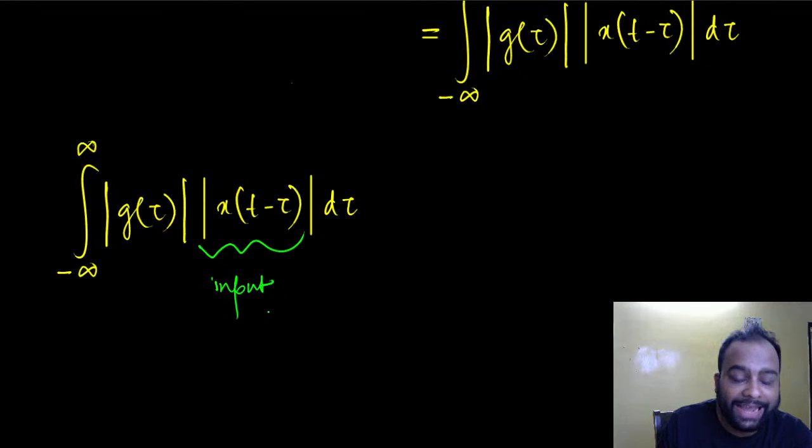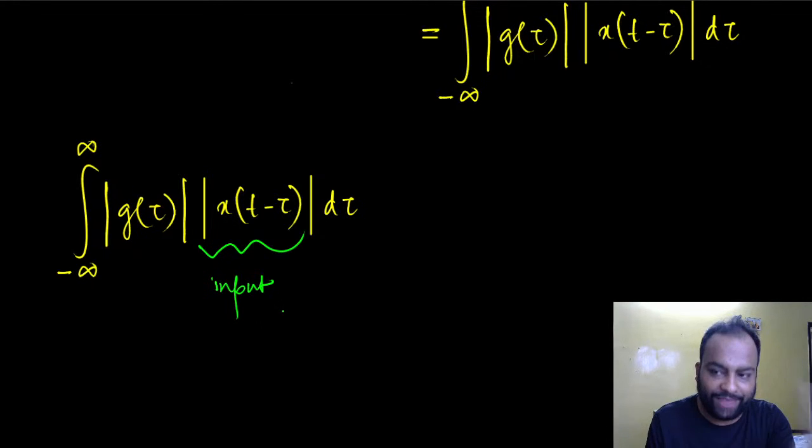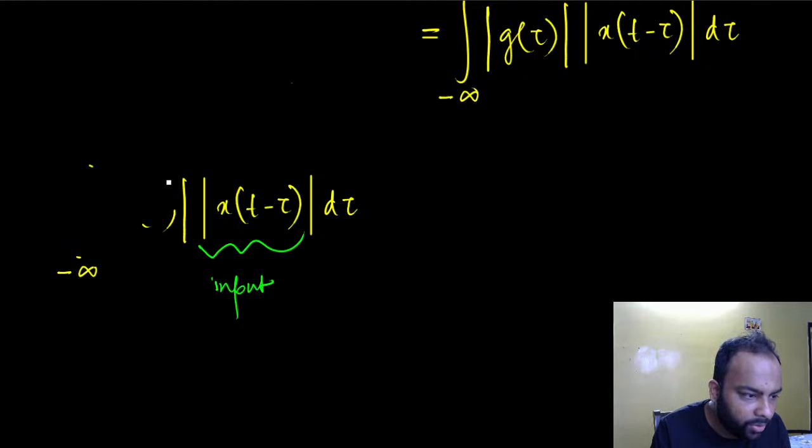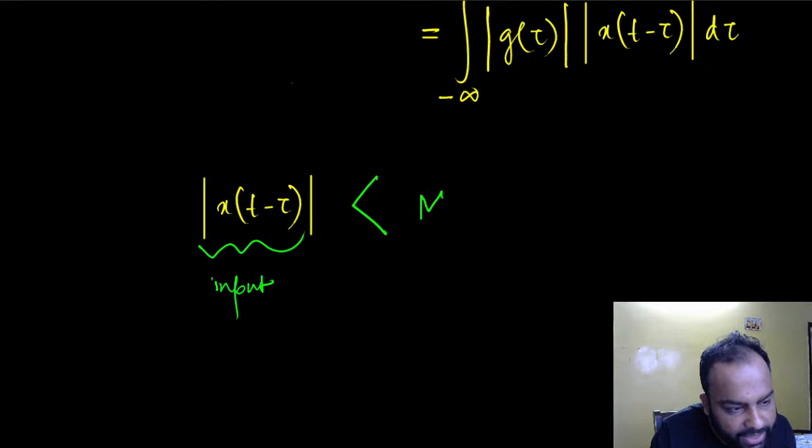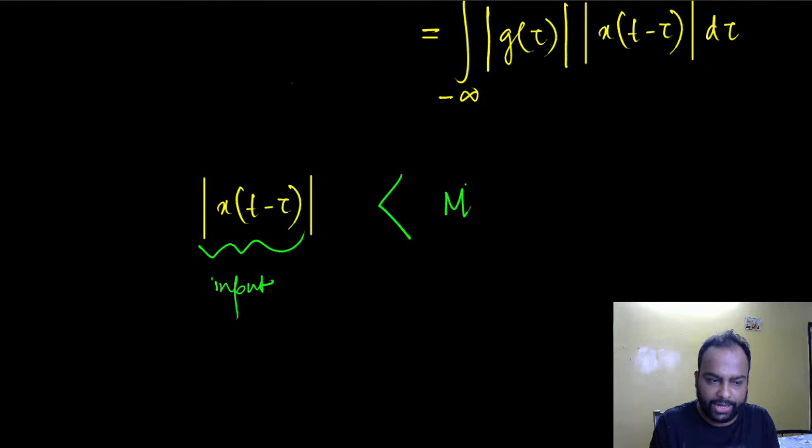We know that the input is always bounded by a value of m on the upper bound. So this input is always smaller than m. Let me just write it down. This is the input, and this is always smaller than m.